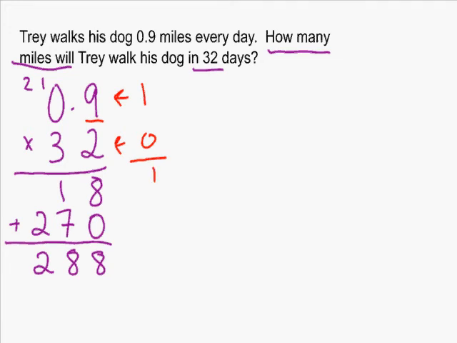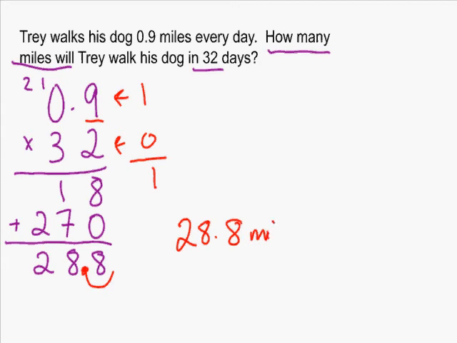That means it's going to have 1 decimal place. So let's go ahead and put that. We're going to start here, and then we're going to put it right there, which is 1 spot over. So that means that Trey will walk his dog 28 8/10 miles in 32 days.